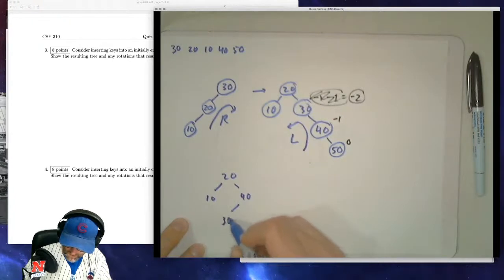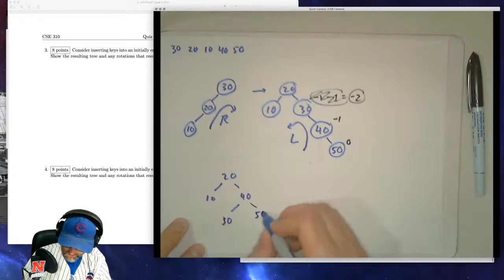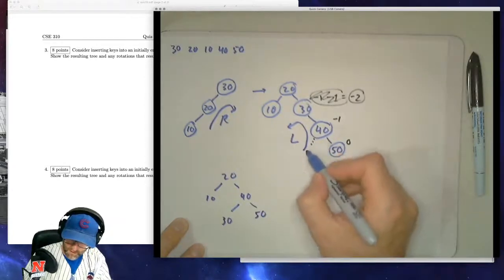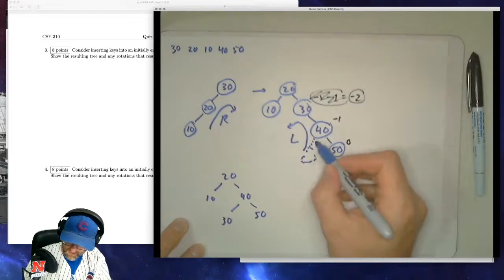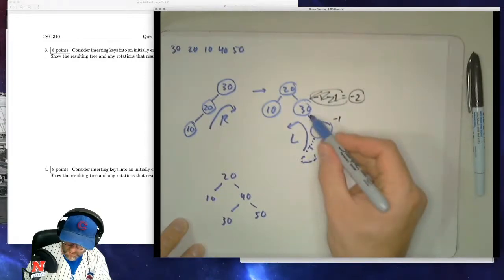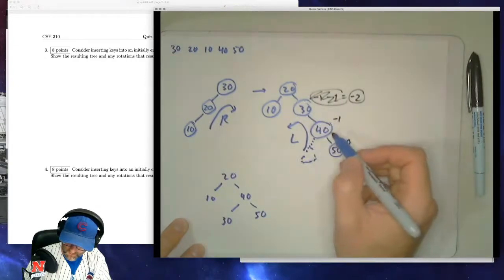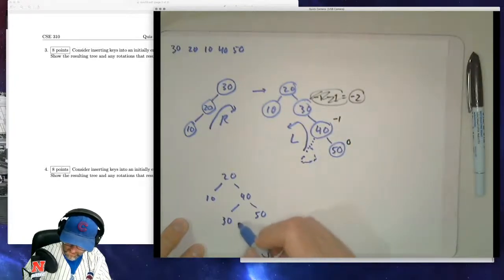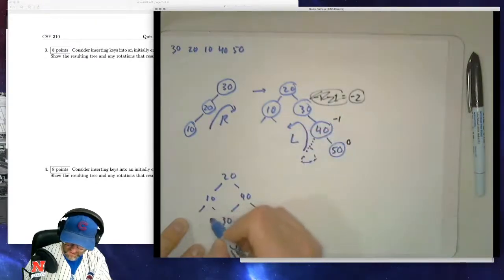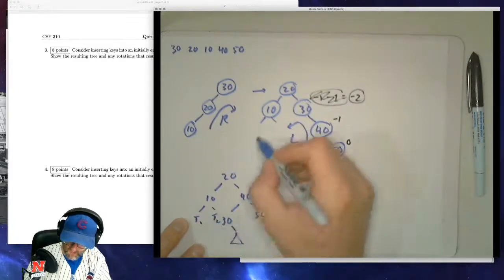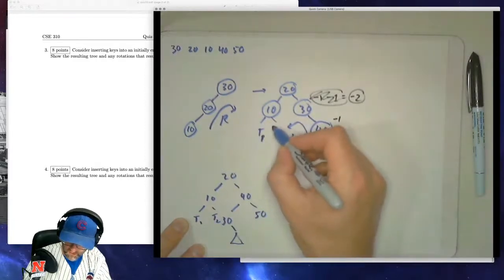And 30 goes down to be the left child of 40. 50 comes up here. If there had been a tree hanging off of this thing, where would it be? It would be less than 40, but greater than 30. So it would end up swinging over here to be hanging off of this, right? And then you can say, well, where these two things are hanging off, they're still hanging off over here, T1 and T2.